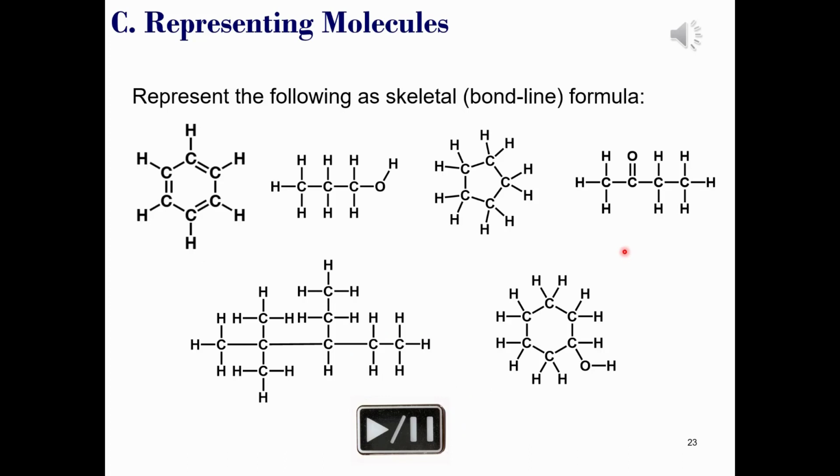This is a task that I would like you to complete now. Each of these structures represents the displayed formula for a number of different substances. What I would like you to do is to try and construct the skeletal or bond line formula for each of these substances. So please pause the video and resume when you are ready.